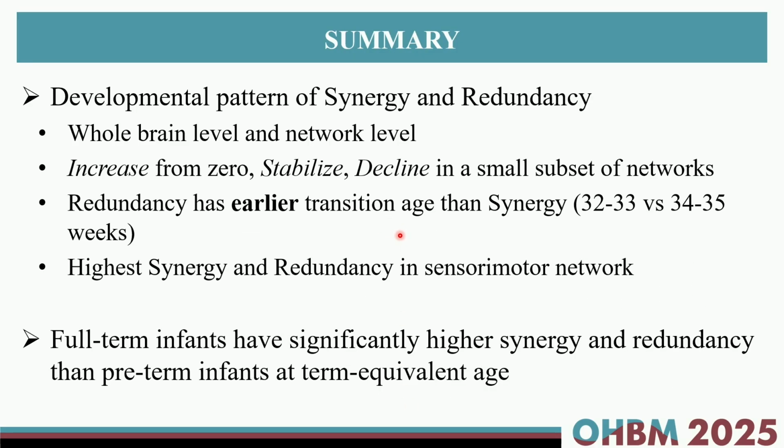So to conclude, this study revealed the developmental pattern of brain synergy and redundancy at both the whole brain level and the network level. Most of the trajectories follow the increase and stable pattern, while only a small subset of them show a pattern that includes subsequent decline. Importantly, we found that the transition age from 0 to rapid increase in redundancy occurred earlier than synergy. This suggests the potential importance of establishing robust network interactions before the emergence of the synergistic interactions of the human brain.